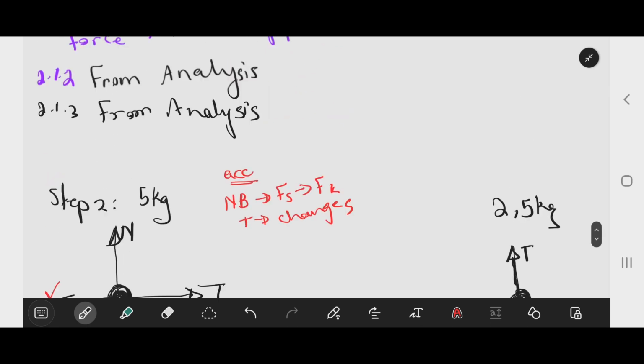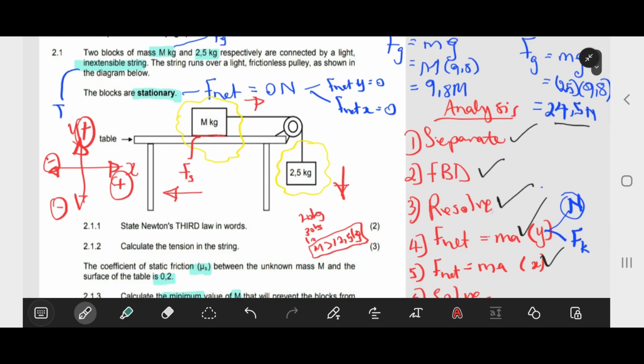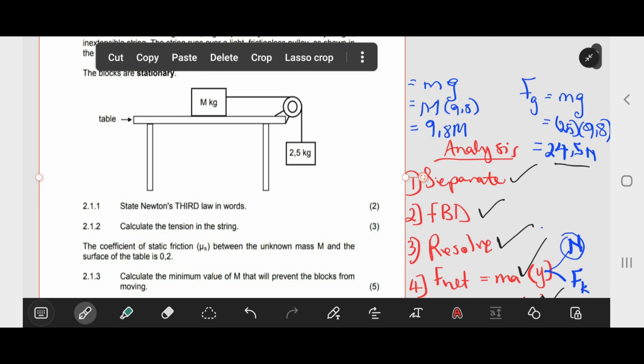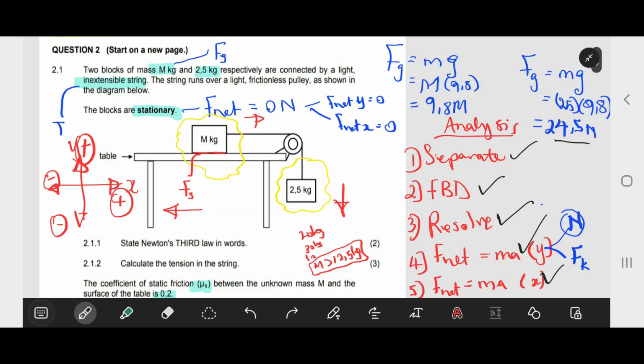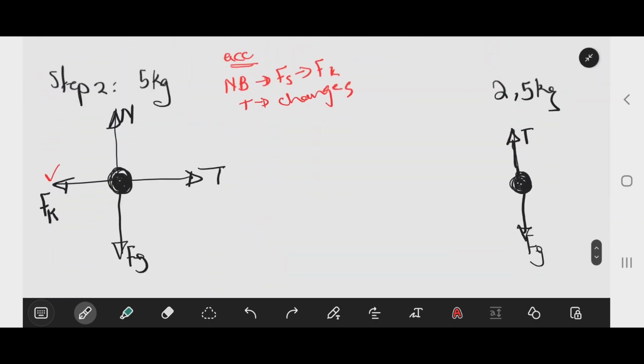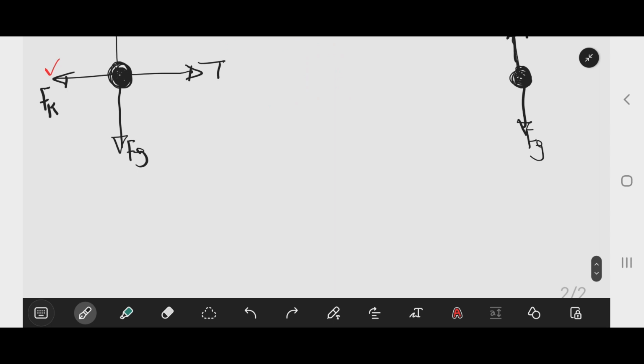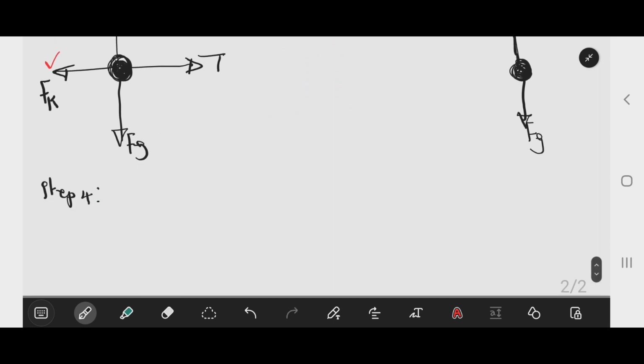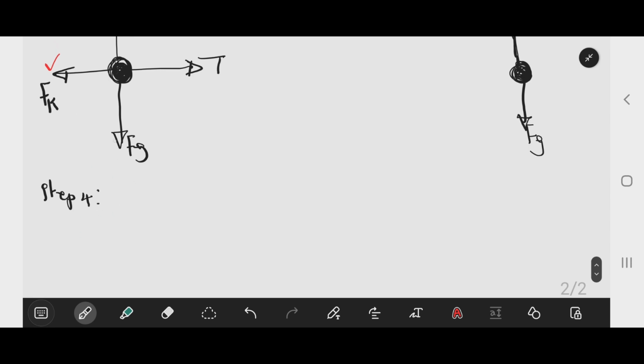Next step is we resolve, right? So when we resolve, we check any forces which are not in the x direction and y direction. And looking at the free body diagrams, all the forces are either in the y direction or in the x direction, so there is no need to resolve. Okay, so step number 4, we perform our Fnet in the y direction. Let's perform our Fnet in the y direction for the 5 kg. So Fnet equals ma.